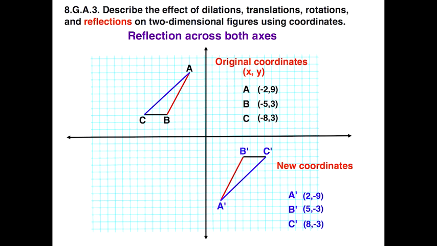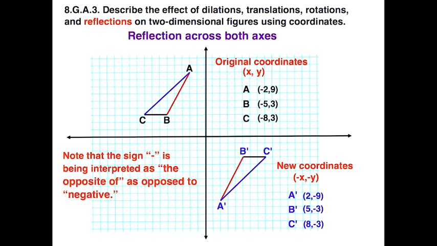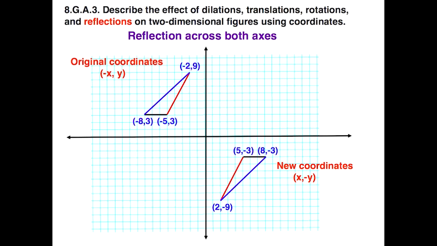Now let's compare the coordinates. If we look at the x's, yes, they're all the opposite signs. And when we look at the y's, the same thing. All of our y coordinates are the opposite sign of what they started out to be. Again, note that our negative sign, subtraction sign, whatever you want to call it, is being interpreted as the opposite of, not negative.